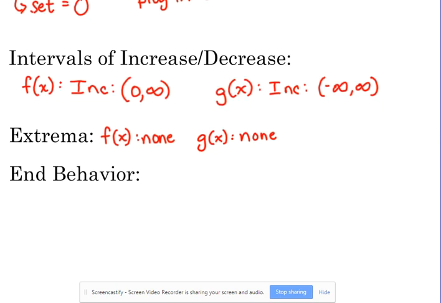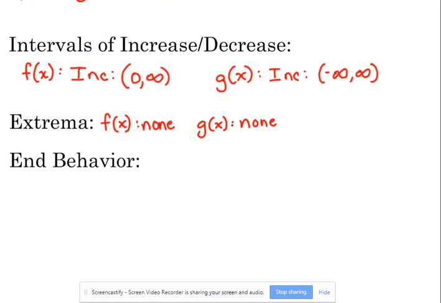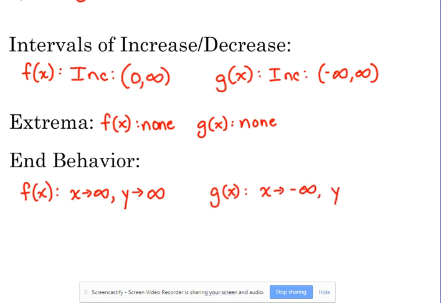Last thing we need to talk about is end behavior. F of x only has one end that we can talk about, because it starts at the origin. So we only have to worry about when x goes to positive infinity, where are our y values headed? Positive infinity as well. With g of x, as our x's go to negative infinity, the left side, where are the y values going? Negative infinity. And for positive infinity, the y values go to positive infinity. That's the end behavior for these two functions.